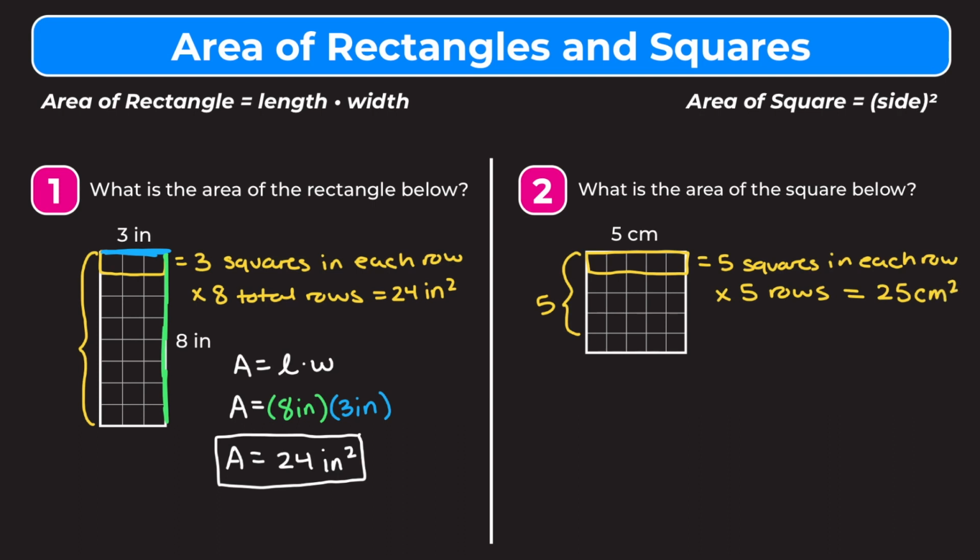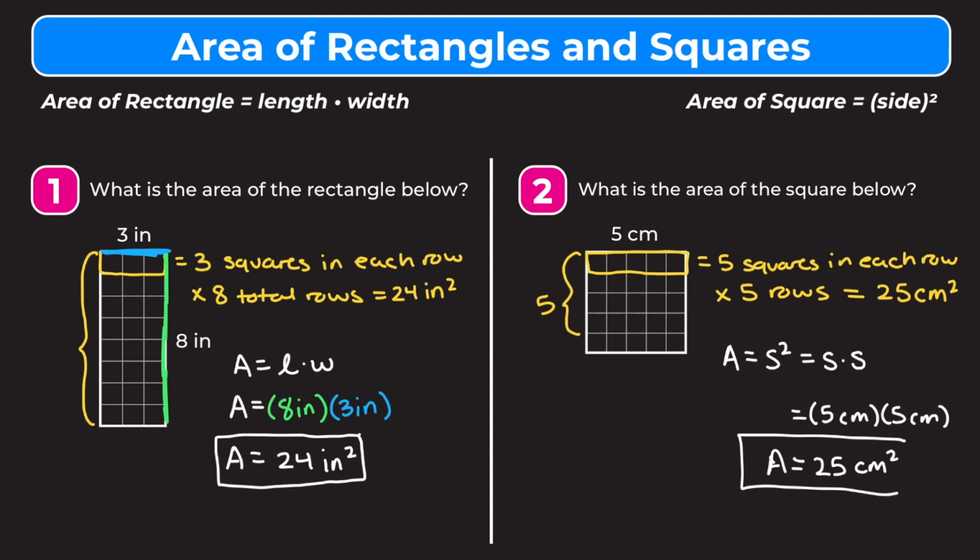And I'll show you guys how this relates to our formula. So the area of a square is equal to our side length squared. Remember, squaring something just means multiplying it by itself. So it's just side length times side length. We know that our side length is 5 centimeters. So we're going to do 5 centimeters times itself. 5 times 5 is 25. Centimeters times centimeters is centimeters squared. So we get an area of 25 centimeters squared. Let's go through 2 more examples.